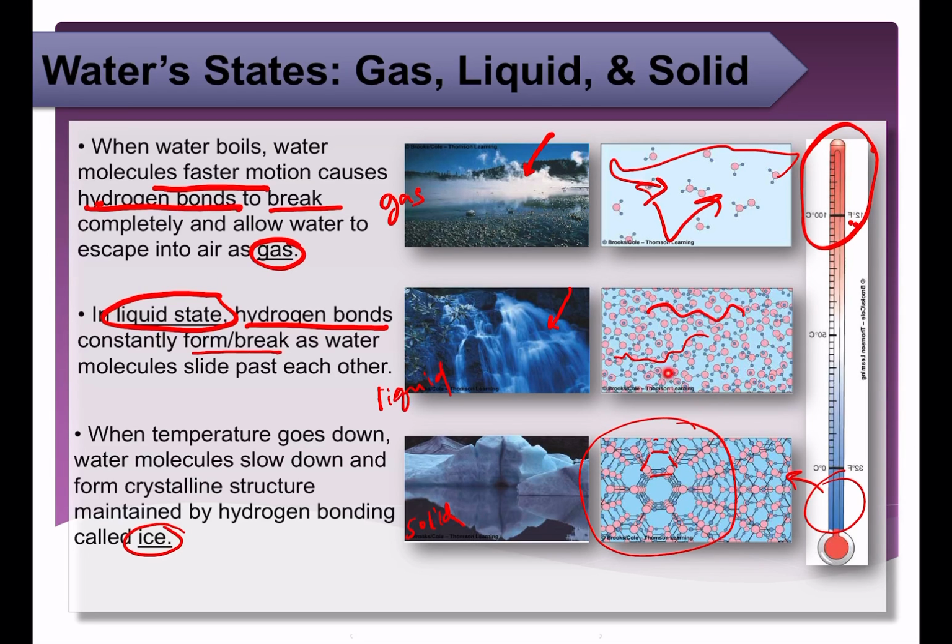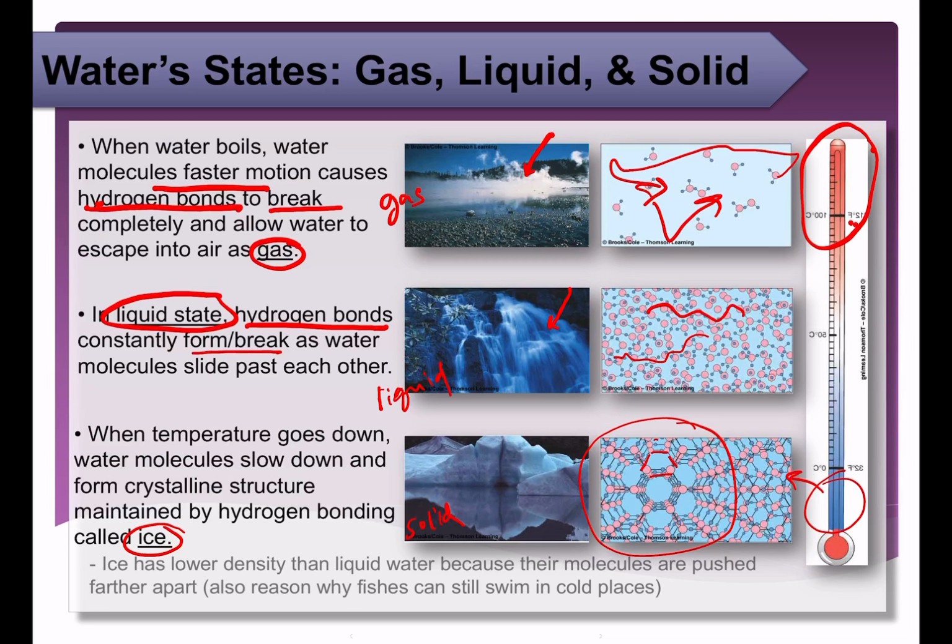In the liquid state. In solid state, those hydrogen bonds are all kind of stuck there. They're not moving. And something special about water's solid state is that its density at solid state is actually lower than water at liquid state. So ice has a lower density than liquid water.